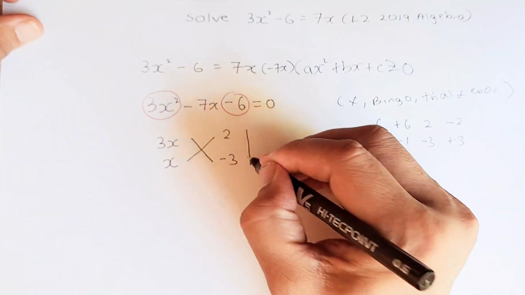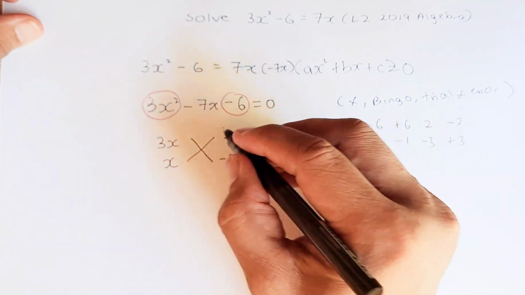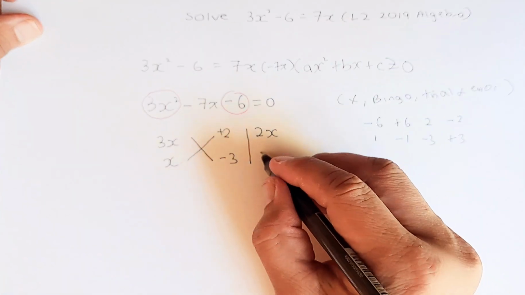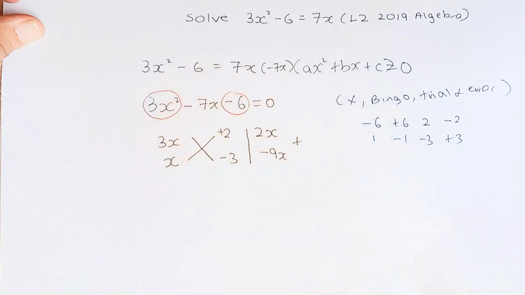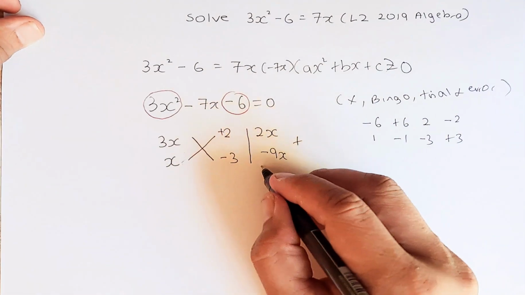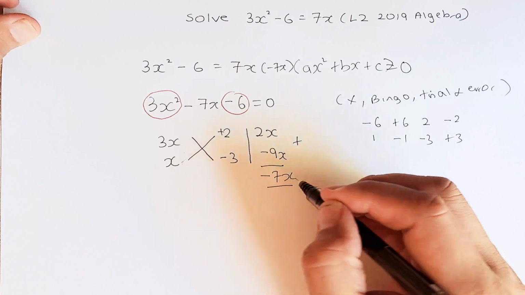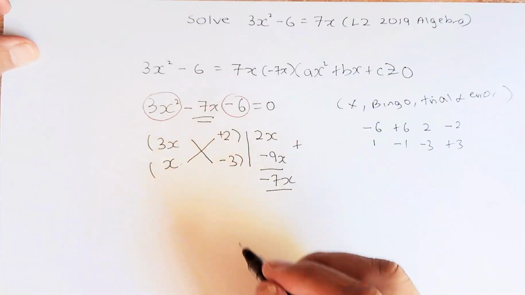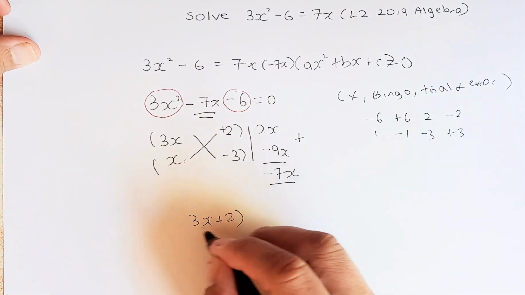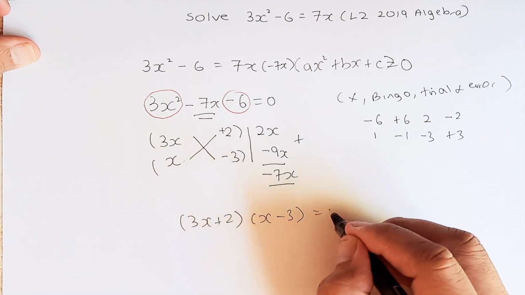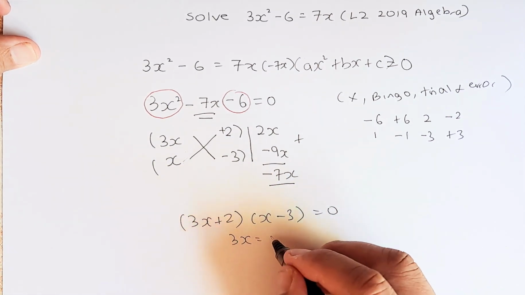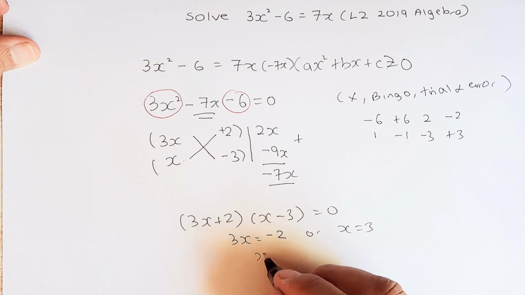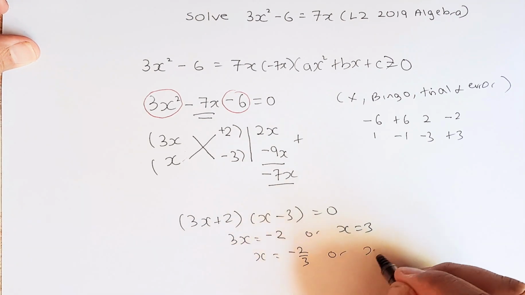Then you cross multiply. x times 2 is 2x. 3x times minus 3 gives you minus 9x. Then you add the two numbers at the end. 2x minus 9x gives you minus 7x. If this number equals the middle number, then that's the answer. So the factorized equation is 3x plus 2 times x minus 3 equals 0. Then 3x equals negative 2, or x equals 3. Your final answer is x equals minus 2 over 3, or x equals 3.